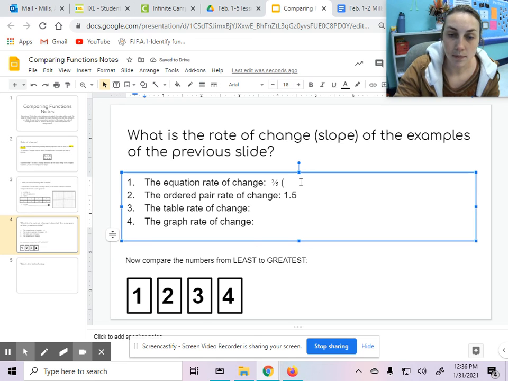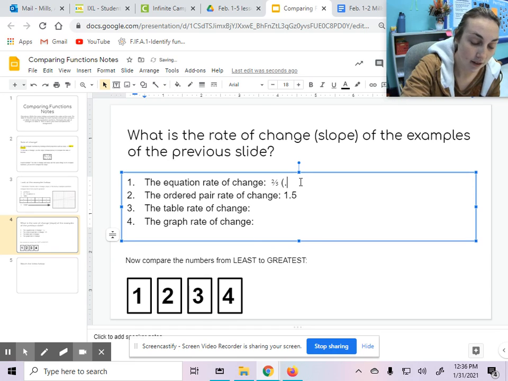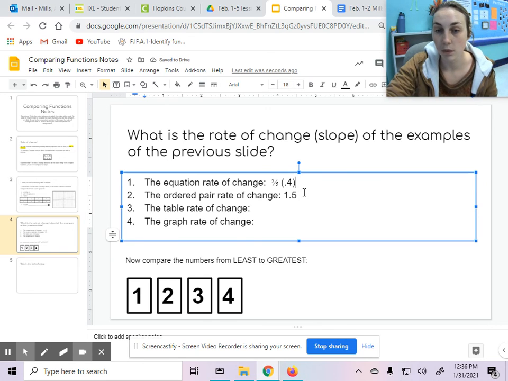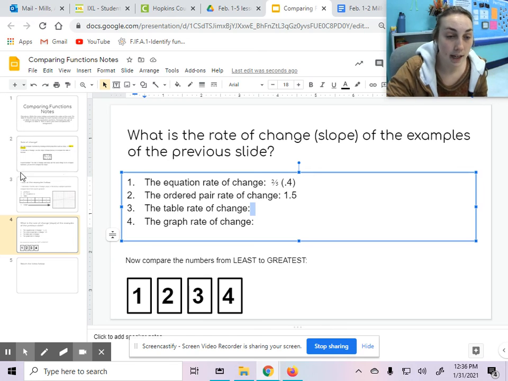Like for example, 2/5 is also known as 4/10. So now I have two decimals, and it's easier to compare 1.5 to 0.4. So I already have that written down. Next, I need to compare the table rate of change.